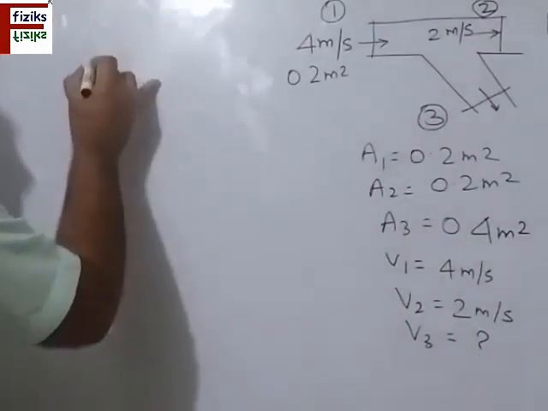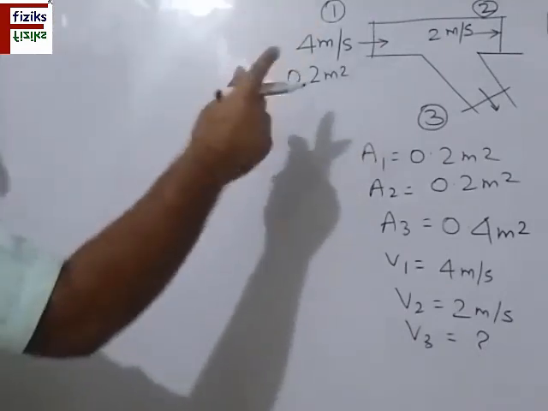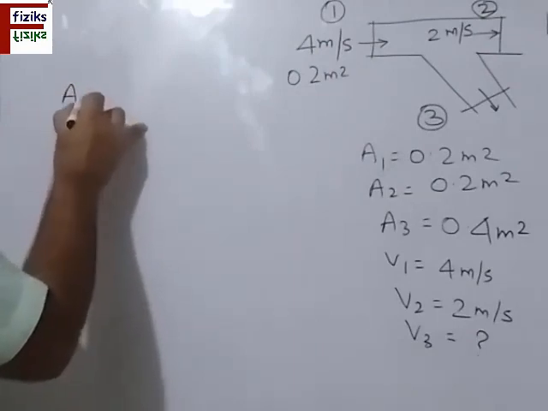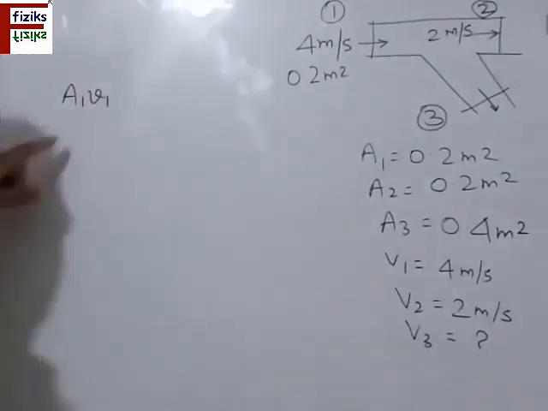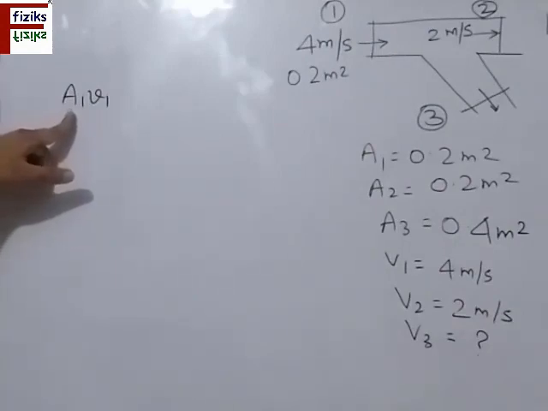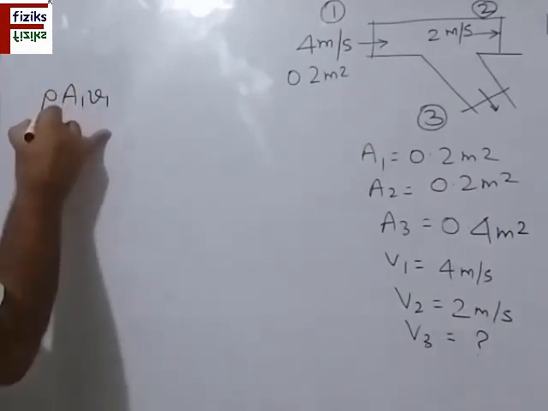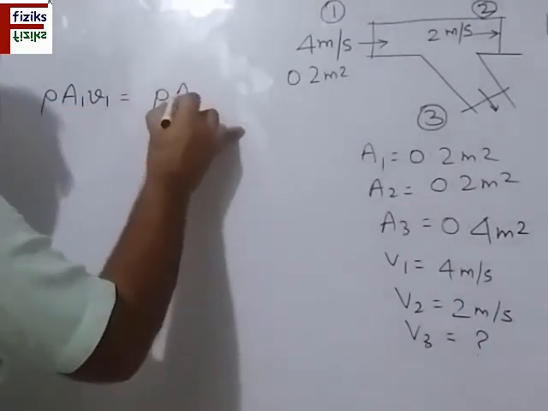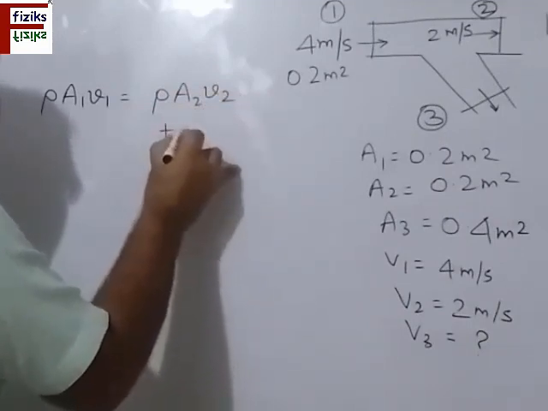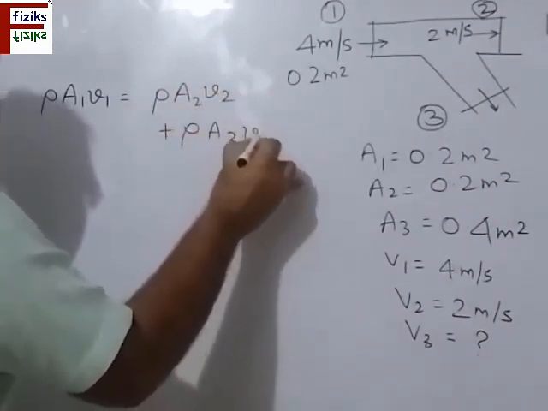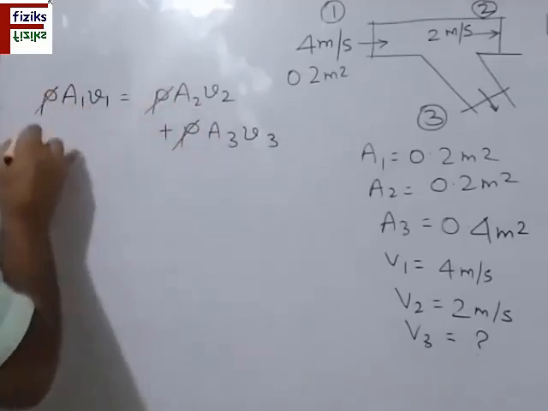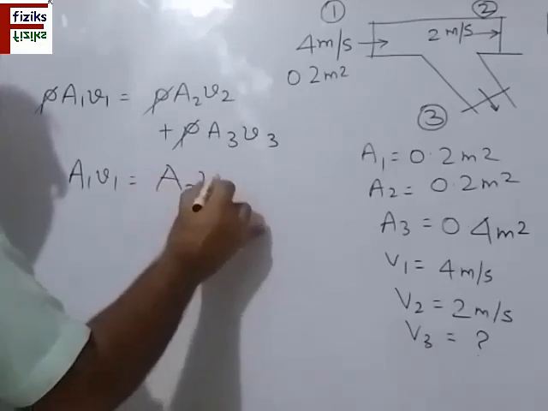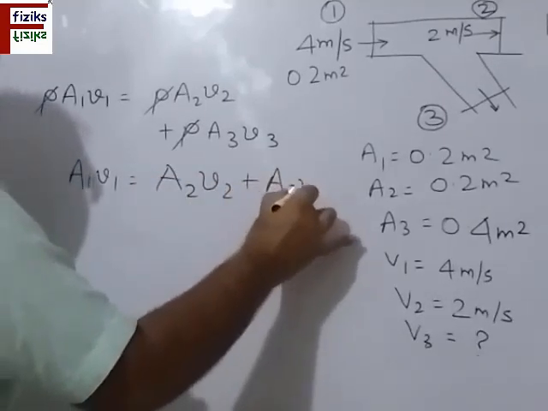So we can write that the fluid coming in equal to fluid going out. So fluid coming in is equal to A1 multiplied by V1. This is the quantity of the fluid, or you can say the volume of the fluid. If I write the mass, multiply this by density. This is fluid coming in equal to fluid going out at 2, rho A2 V2, plus fluid going out at section 3. Density is constant, so this term cancels out. So we can write A1 V1 equal to A2 V2 plus A3 V3.